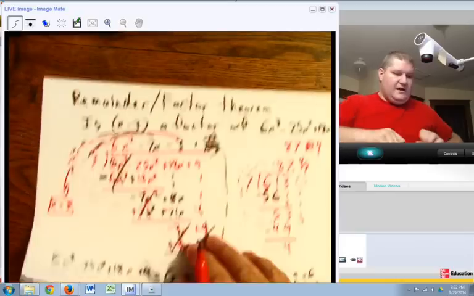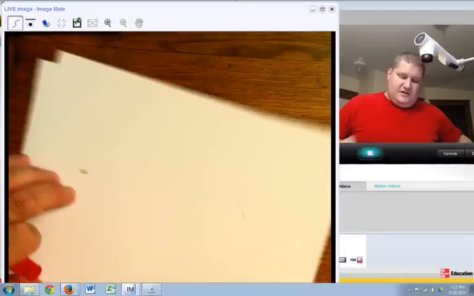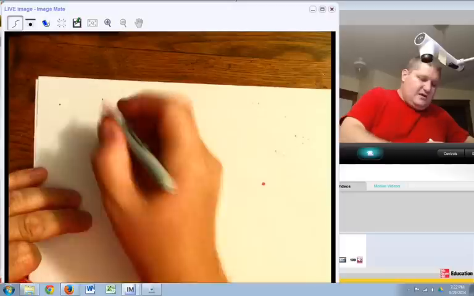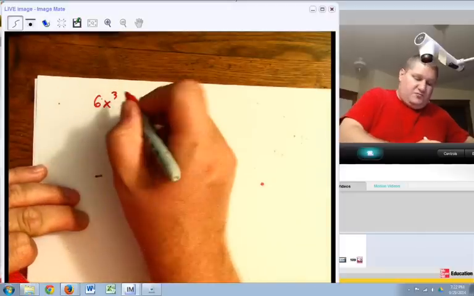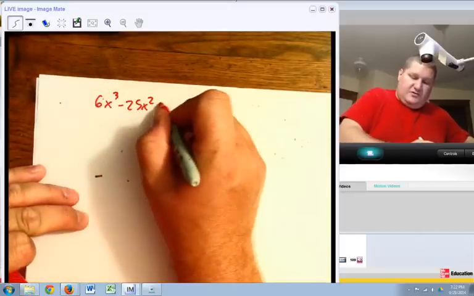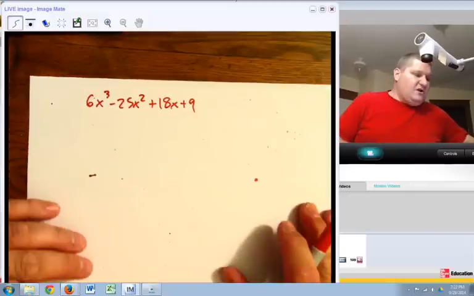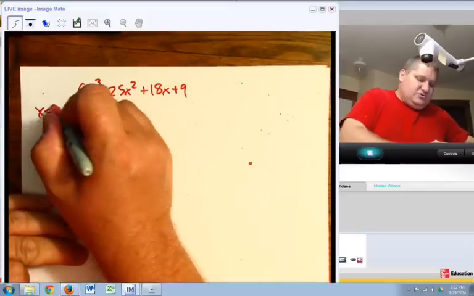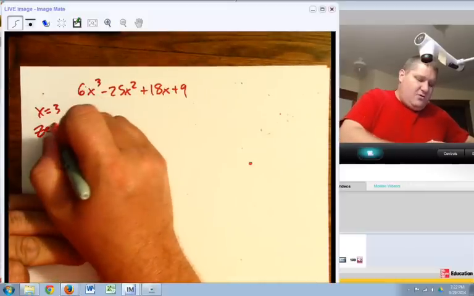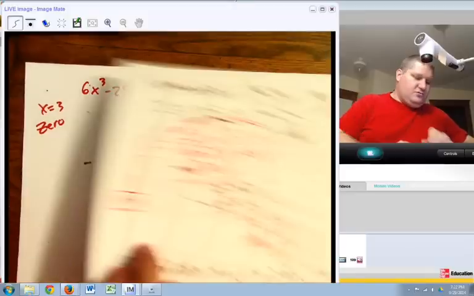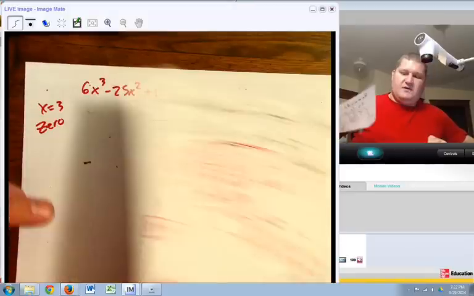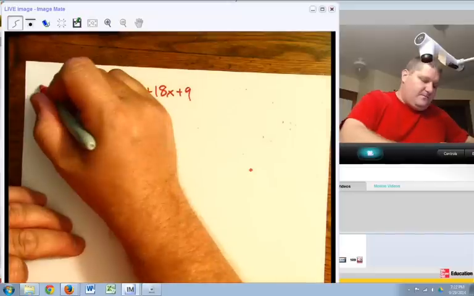Well, okay. So let's take 6x cubed minus 25x squared plus 18x plus 9. But now I want to know, is x equals 3 a 0? Rather than going through long division, let's use what we have. It's called the remainder theorem.